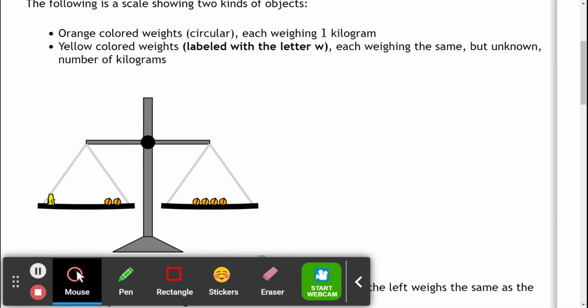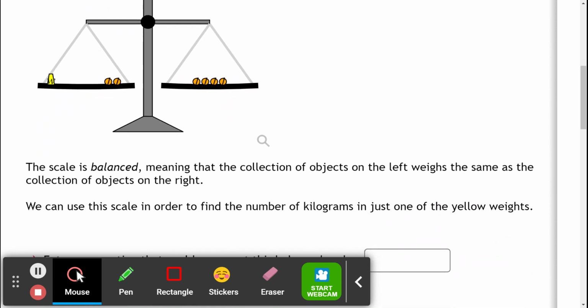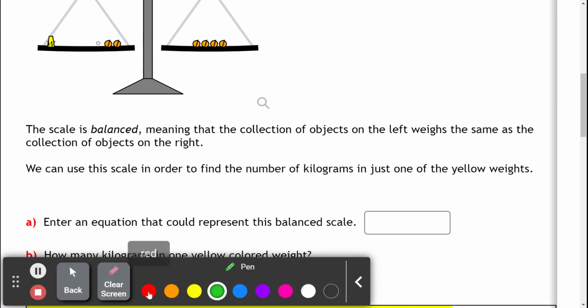Next, we have this where we have these weights and they're balanced. So if I were to remove, let's see if I can do this here, hopefully. If I remove these two, then I can remove these two. So that means W is equal to 2.